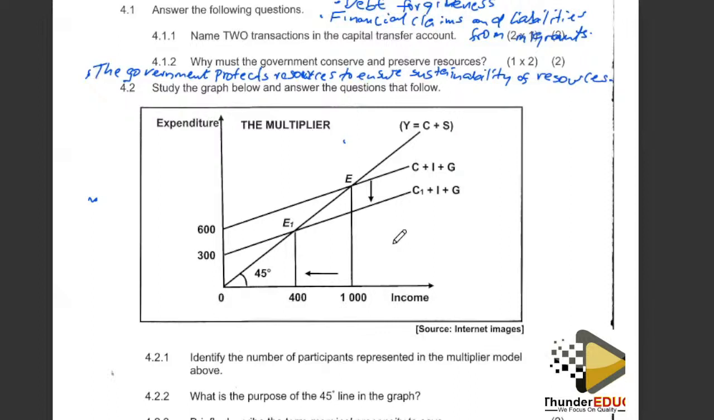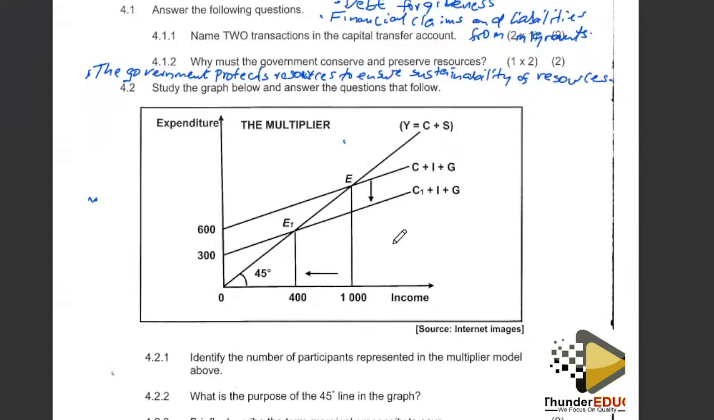Okay, right. So now, let's check 4.2.1. 4.2.1 reads as follows: Identify the number of participants represented in the multiplier model above. So remember, grade 12s, whenever the question says identify, the expectation is just to go to the given scenario or diagram or cartoon and pick the answer from there. There's no need for you to think. That is why in most cases, I encourage grade 12s to always pay attention to action verbs, because action verbs normally give you a lead on how best you can approach a question.